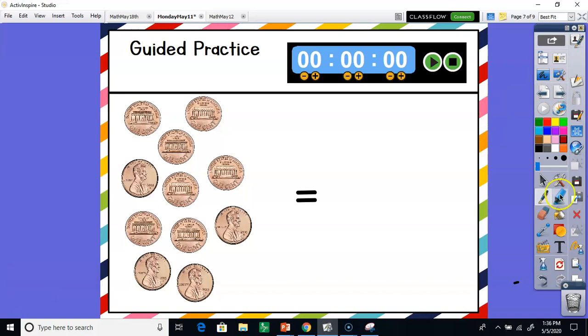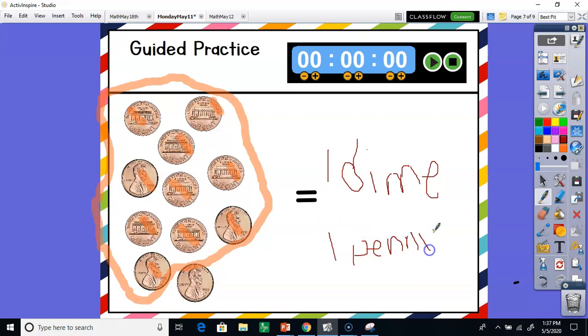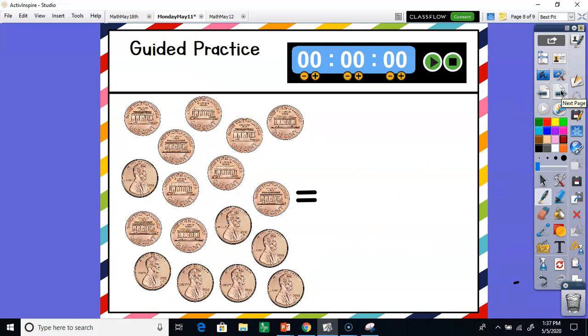Okay, so let's review. So we have 1, 2, 3, 4, 5, 6, 7, 8, 9, 10. I'm going to circle those. This one looked pretty easy. There's only one left over. So there must be 11 pennies here. So 11 pennies is equal to 1 dime and 1 penny. Okay, let's try another one. Pause here and practice.